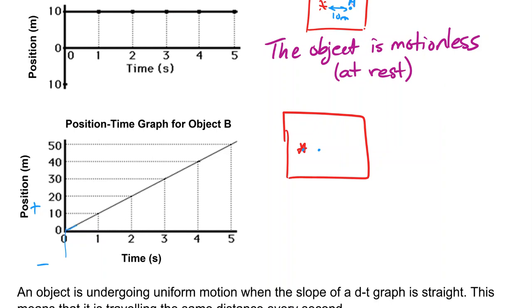We're following that line and looking at these points. Those are the main things we're focusing our attention on right now. After 1 second, it's gone 10 meters. After 2 seconds, it's gone 20 meters, so it's gone another 10 meters and another 10 meters, and it just keeps going. So this object is traveling 10 meters every second: after 1 second, 10 meters; 2 seconds, 20 meters; 3 seconds, 30 meters. Another way of saying that is that it's traveling with uniform motion.